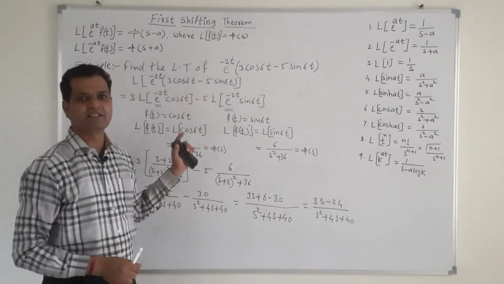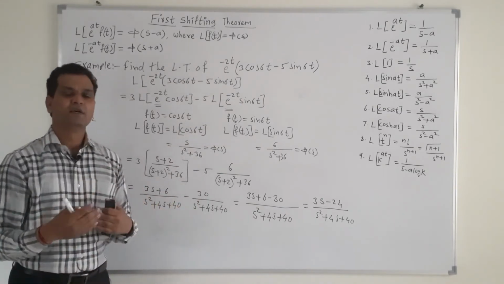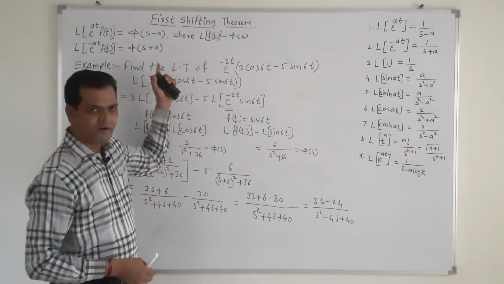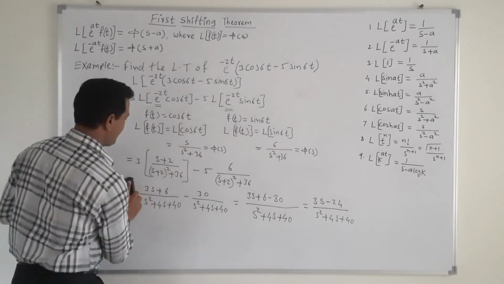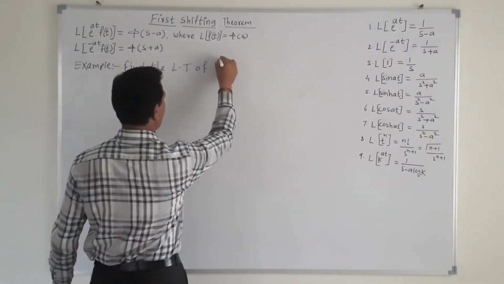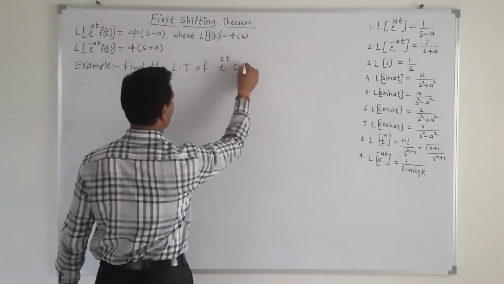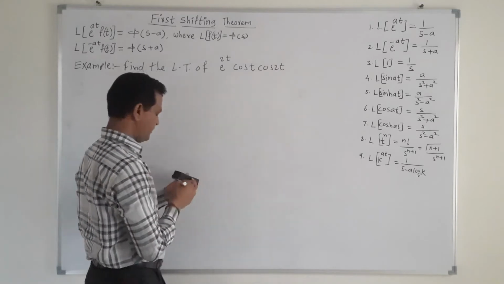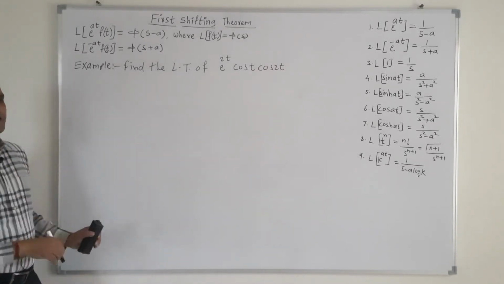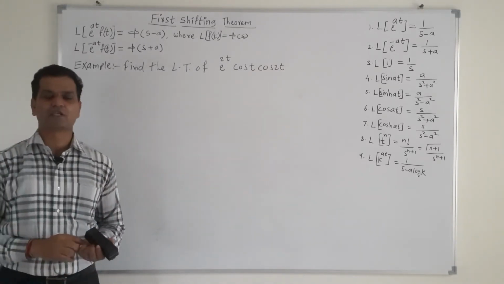Now this is the critical example we solved here. Now let's take some more examples for learning the first shifting theorem. The next example is e raised to 2t cos of t cos of 2t. This is the next example where we have to find the Laplace transformation.